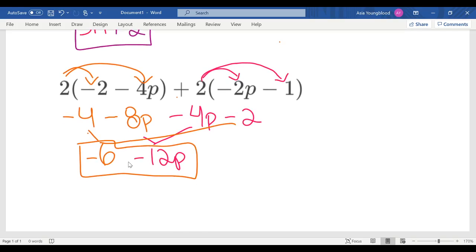Then my students in class help us simplify it further by combining like terms. So we did negative 4 minus 2, which got us negative 6. And we did negative 8p minus 4p, which got us negative 12p. So our final simplified answer for this expression is negative 6 minus 12p.